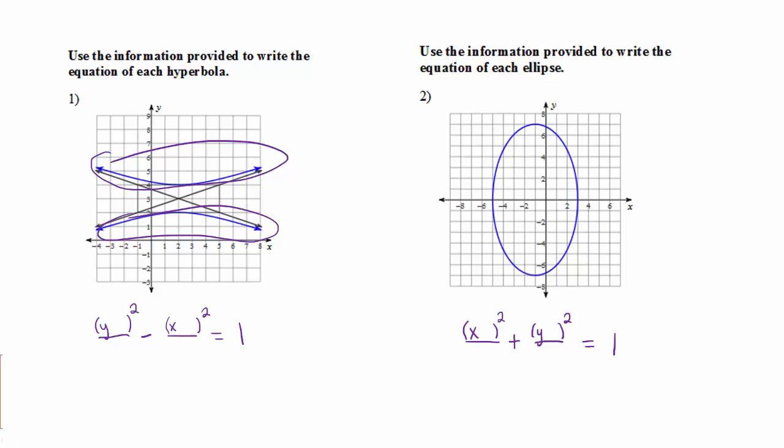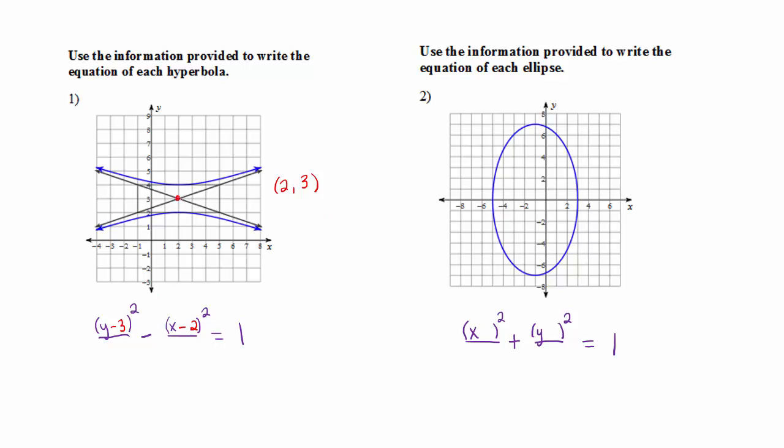Now, on both of these, the next thing we're going to care about is the center point. So for this hyperbola, the center is at 2, 3. The x value is 2, so we're going to put minus 2 in with our x. The y value is 3, so we're going to put minus 3 in with our y.